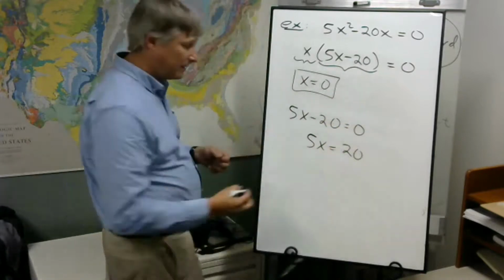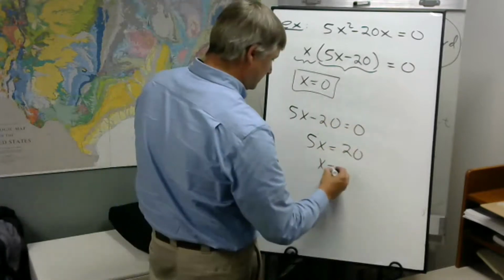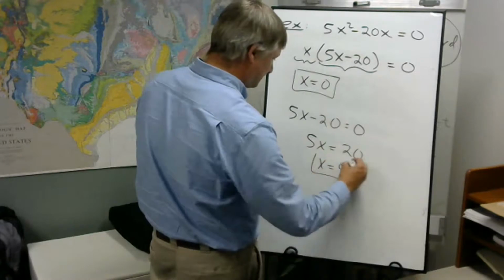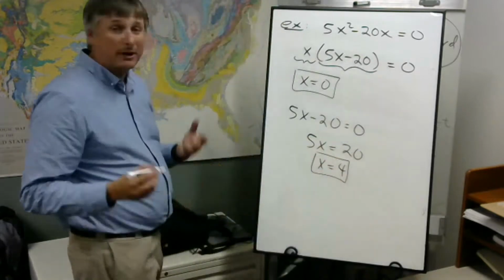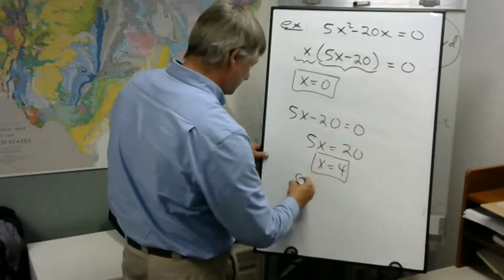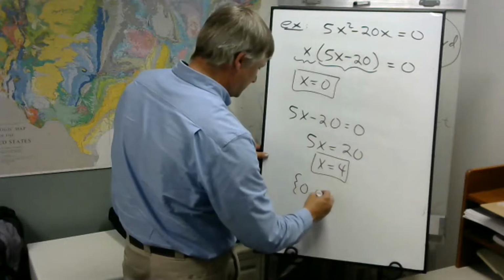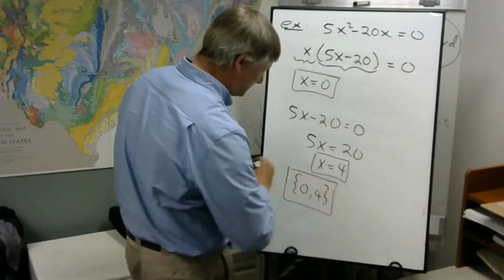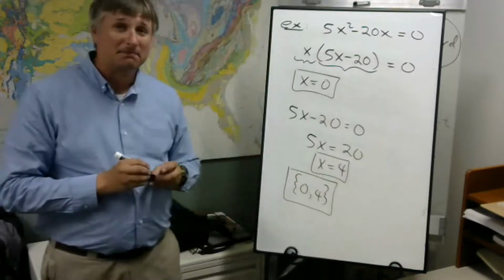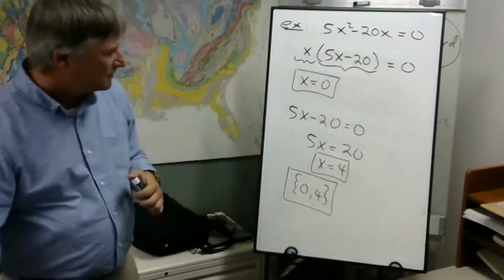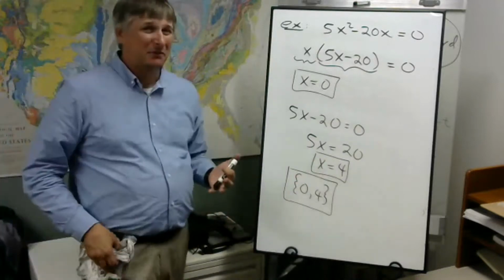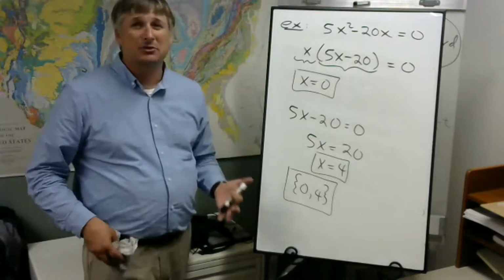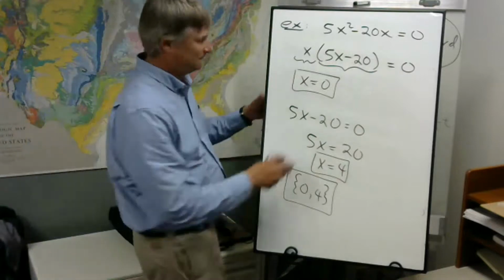And divide both sides by 5. X is 4. So our answers are 0, 4, and that's it. So that's what we're looking at for factoring. Now we're going to look at square root methods.